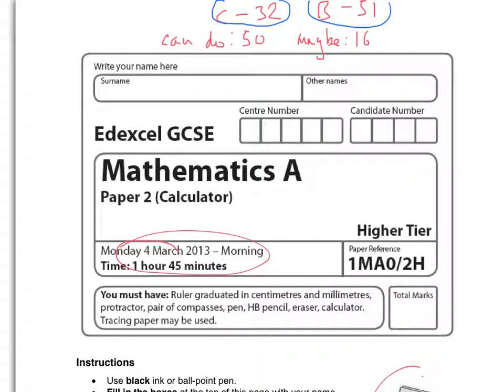Now from the materials that we've covered with my class this year, that's mostly the top 40 materials, there's 50 marks that we can get, and maybe there's another 16 as well. So plenty for a C and maybe even enough for a B. So let's have a look at the questions.